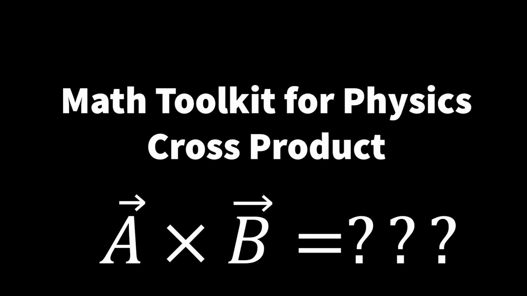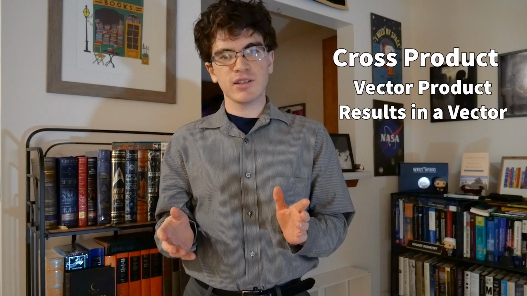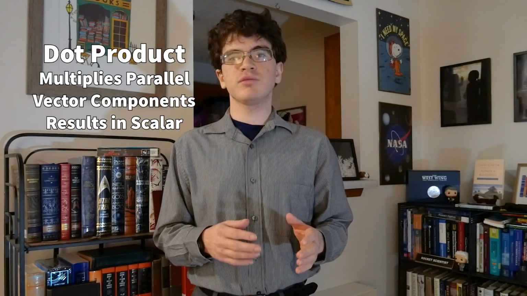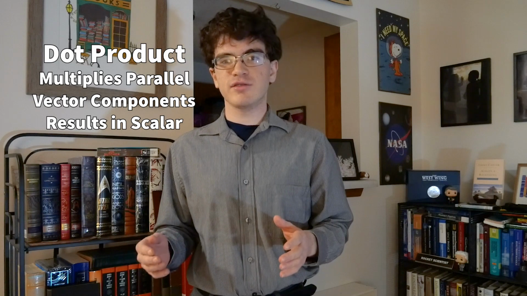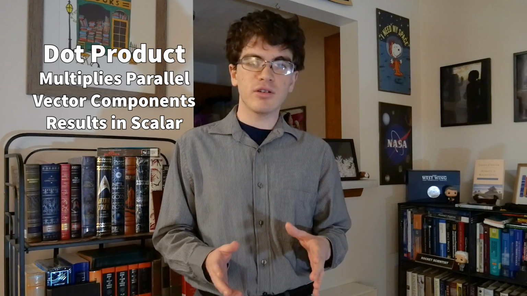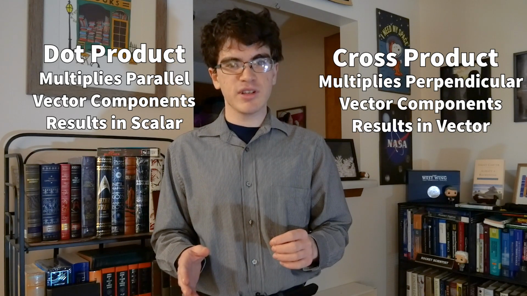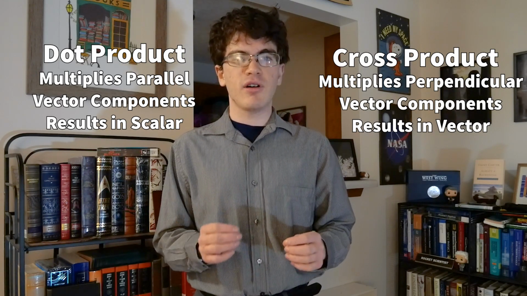So today, let's talk about cross products. Cross product, also known as vector product, is a form of vector multiplication that results in a vector. Recall from our previous video that dot products multiply the parallel components of vectors together and result in a scalar. Cross products multiply the perpendicular components of vectors together and result in a vector. Why would we want to do that?